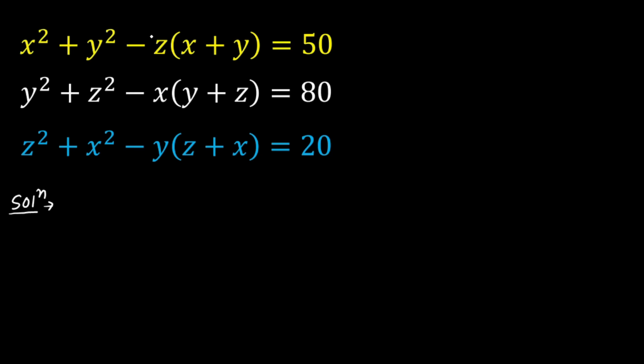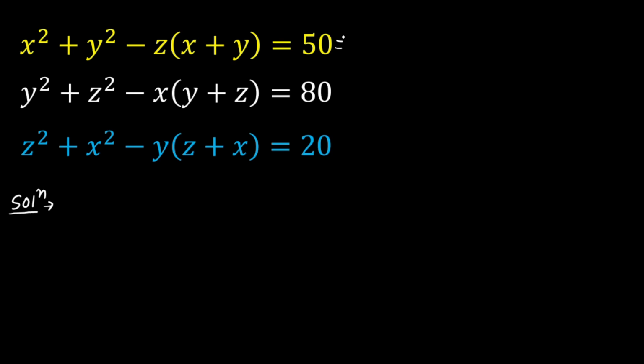Hello students, in this video we are going to solve x² + y² − z(x + y) = 50, y² + z² − x(y + z) = 80, and z² + x² − y(z + x) = 20. Here we will find the values of x, y, z, where x, y, z belong to the real numbers.